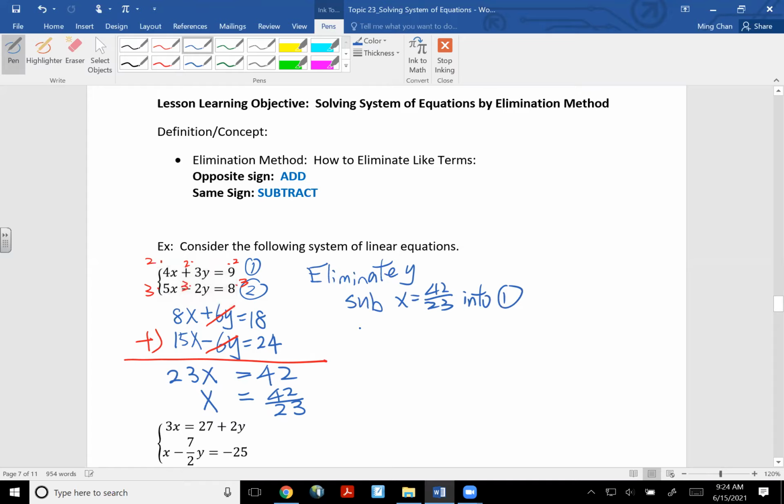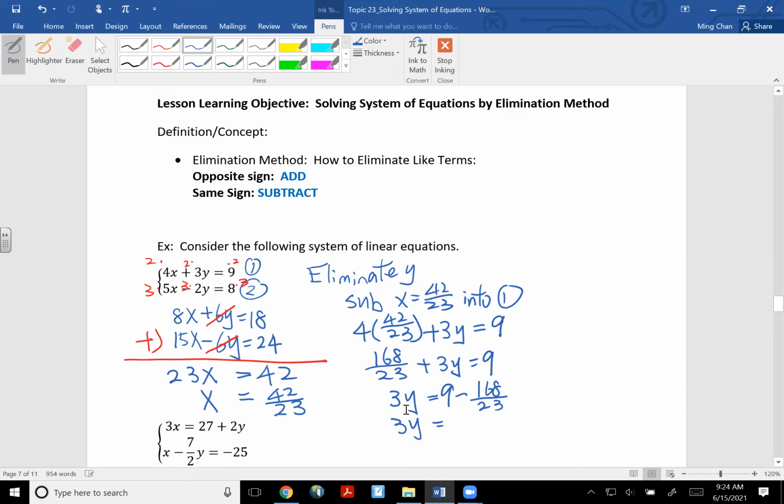So normally it says 4x, right? Now you'll say 4 times 42 over 23 plus 3y equal to 9. So I'm going to put this in the calculator first and see what that fraction is. So that should give me 168 over 23 plus 3y equal to 9. All right, this is positive, so I'm going to move this fraction term over. So that should be 3y equal to 9 minus 168 over 23. All right, figure out what that is, and we'll divide it by 3 next.